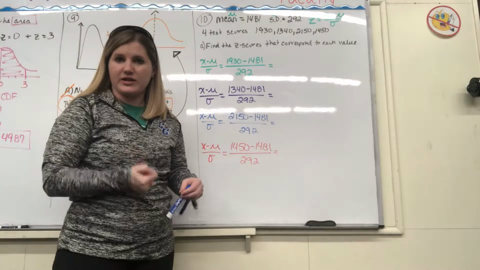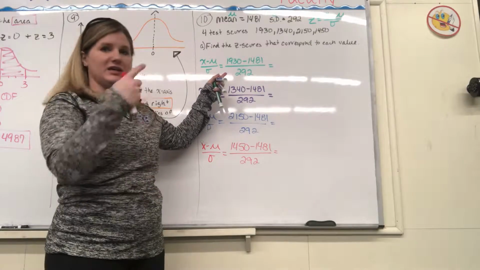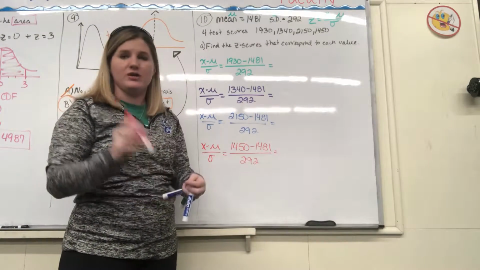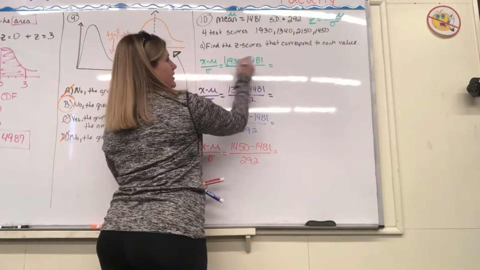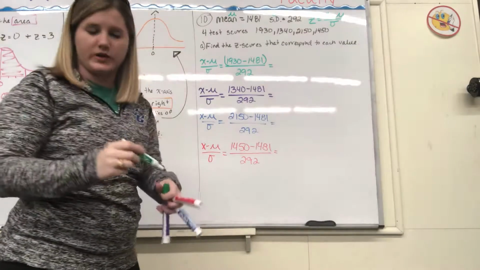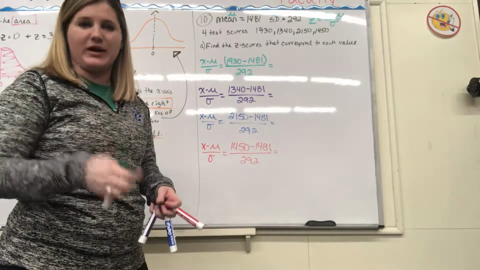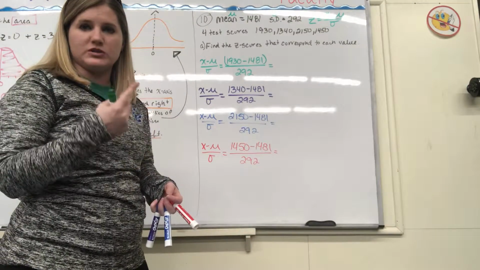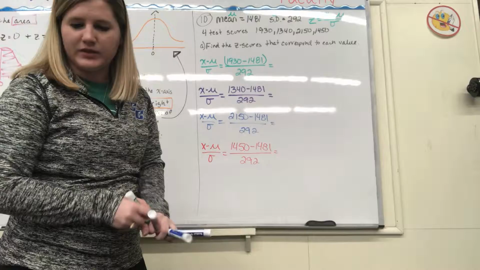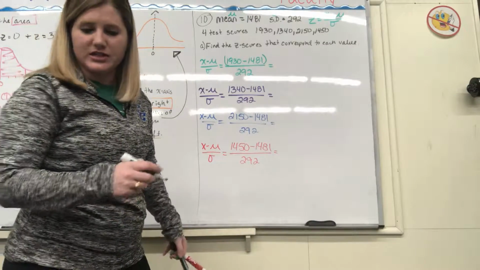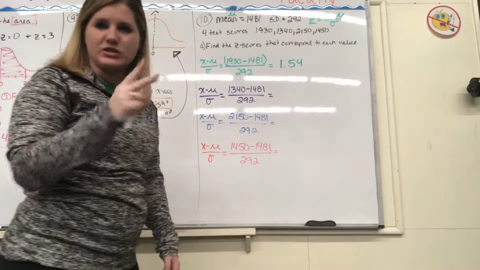Putting all this in your calculator, each one individually, of course, 1930 minus 1481, hitting enter, and then dividing by 292. Be very careful because we have to follow the order of operations. If you put this in your calculator all in one swoop, make sure you put what's at the top in parentheses, then divide by 292, or you can do it in 2 steps. For the first one with 1930, our z-score is 1.54. Remember, z-scores are rounded to 2 decimal places.